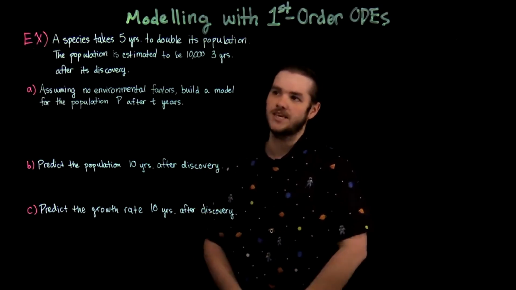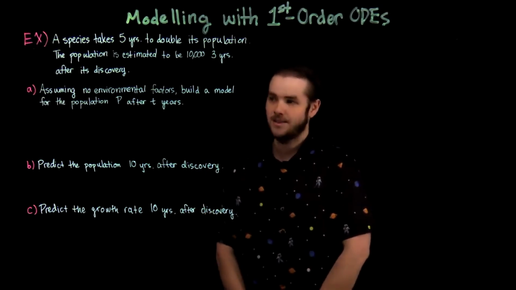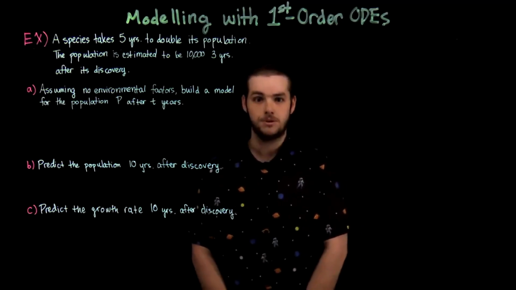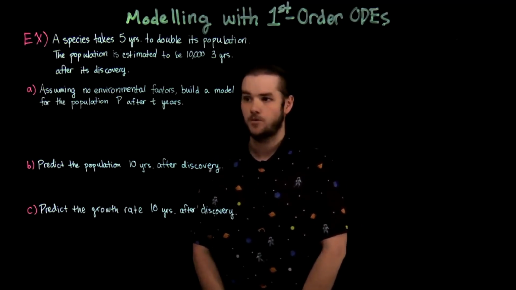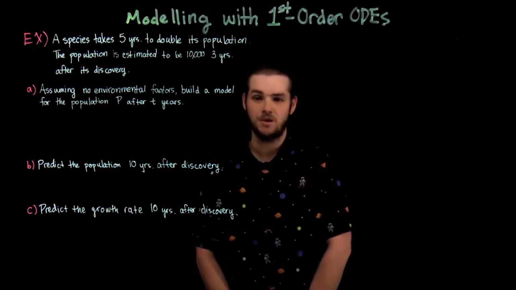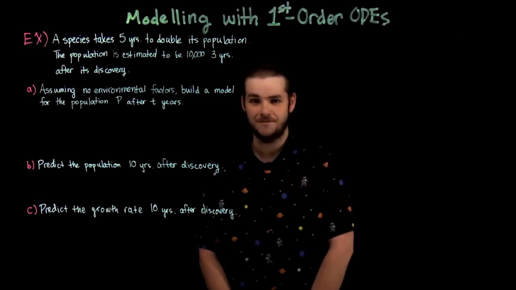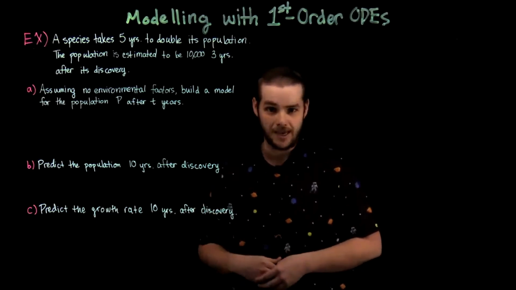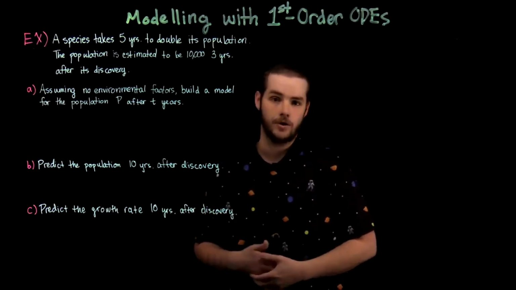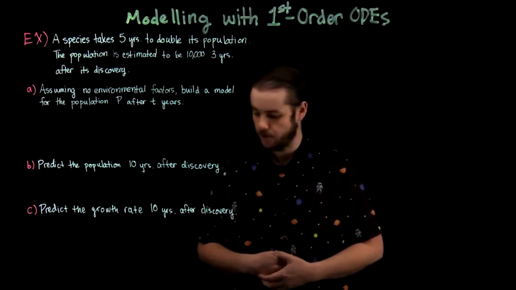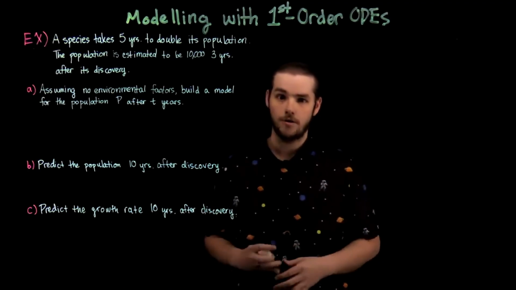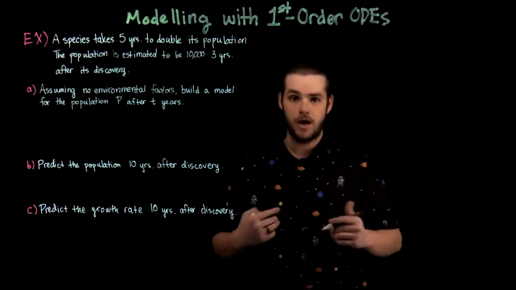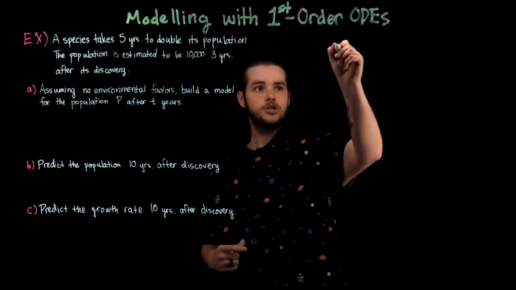It says a species takes 5 years to double its population. That population is estimated to be about 10,000 3 years after the species' discovery. Assuming there were no environmental factors, let's build a model for the population P after t years. And we're going to use that model to predict their population 10 years post-discovery and their growth rate 10 years post-discovery.